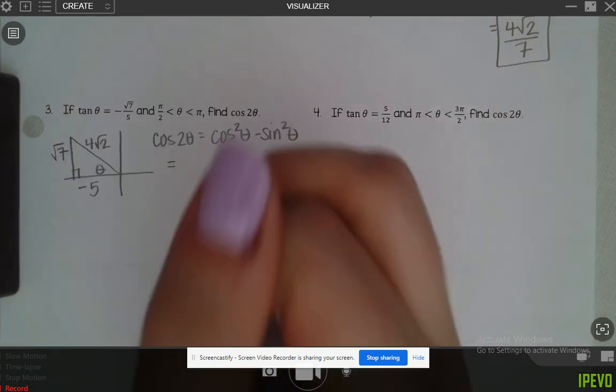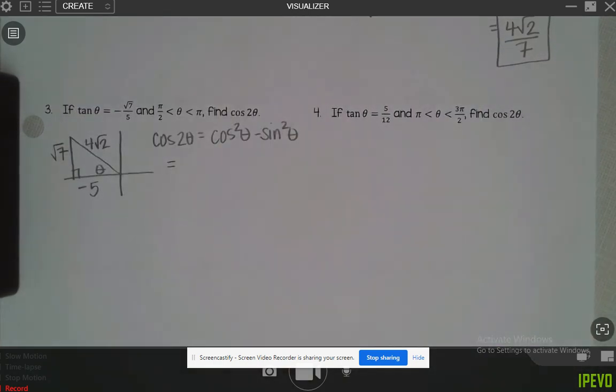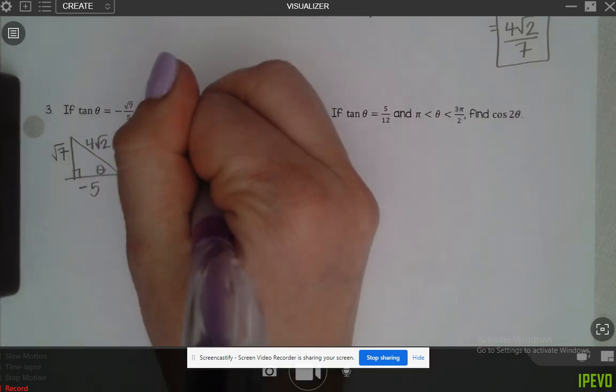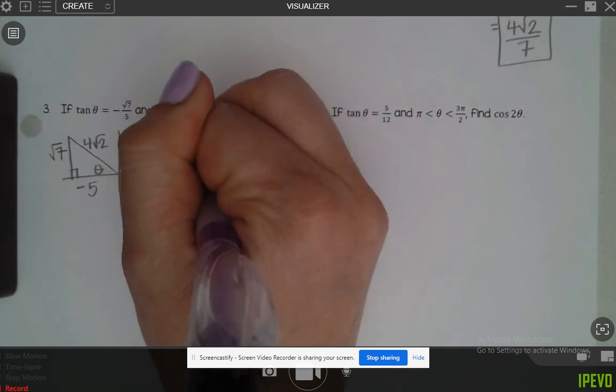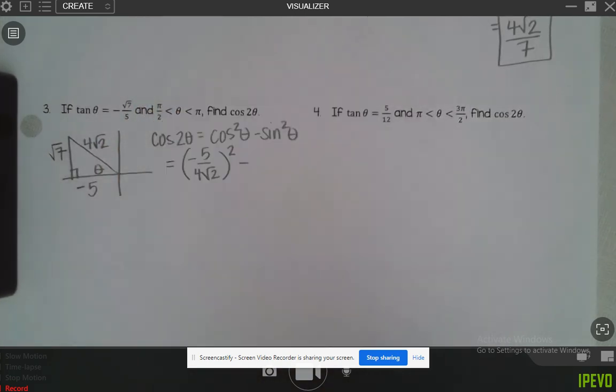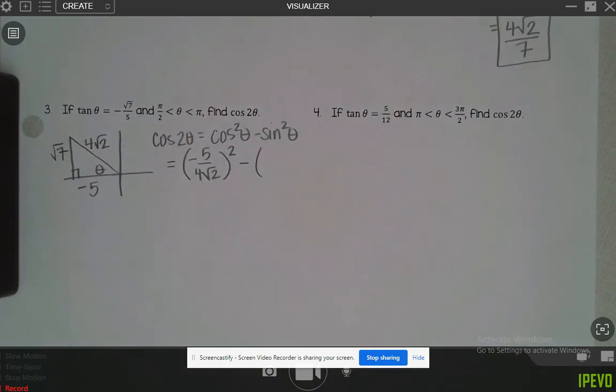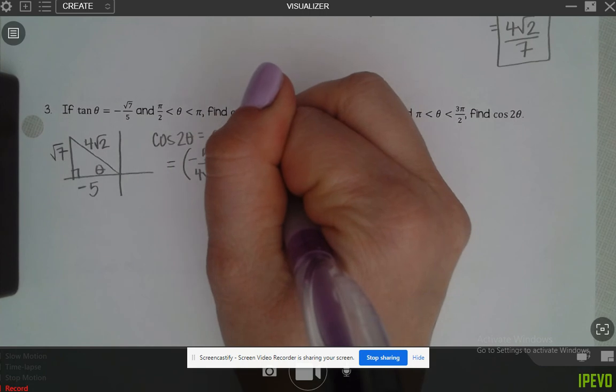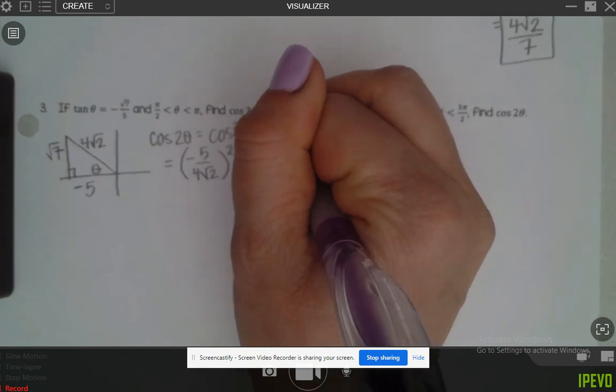What is the cosine of theta? Yep. Negative 5 divided by 4 radical 2. And I have to square that. Minus, what's the sine of theta? That's radical 7 over 4 radical 2. And I have to square that.